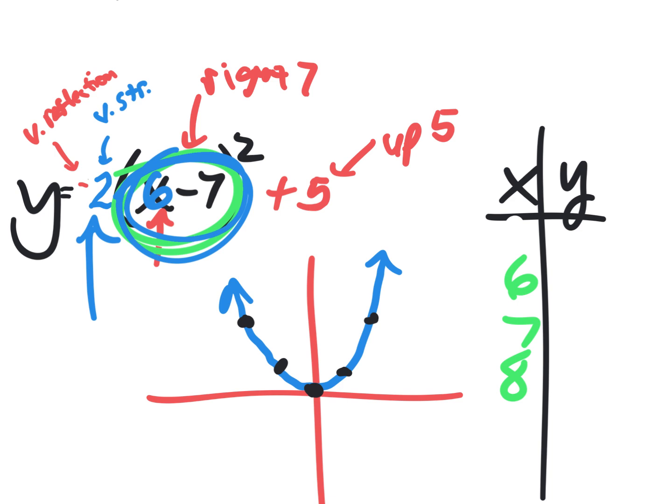Again, you did that last year. So now I'm up to 1. And I got to times it by negative 2. So what is 1 times negative 2? Negative 2. Negative 2. And then you add 5. What is negative 2 plus 5?